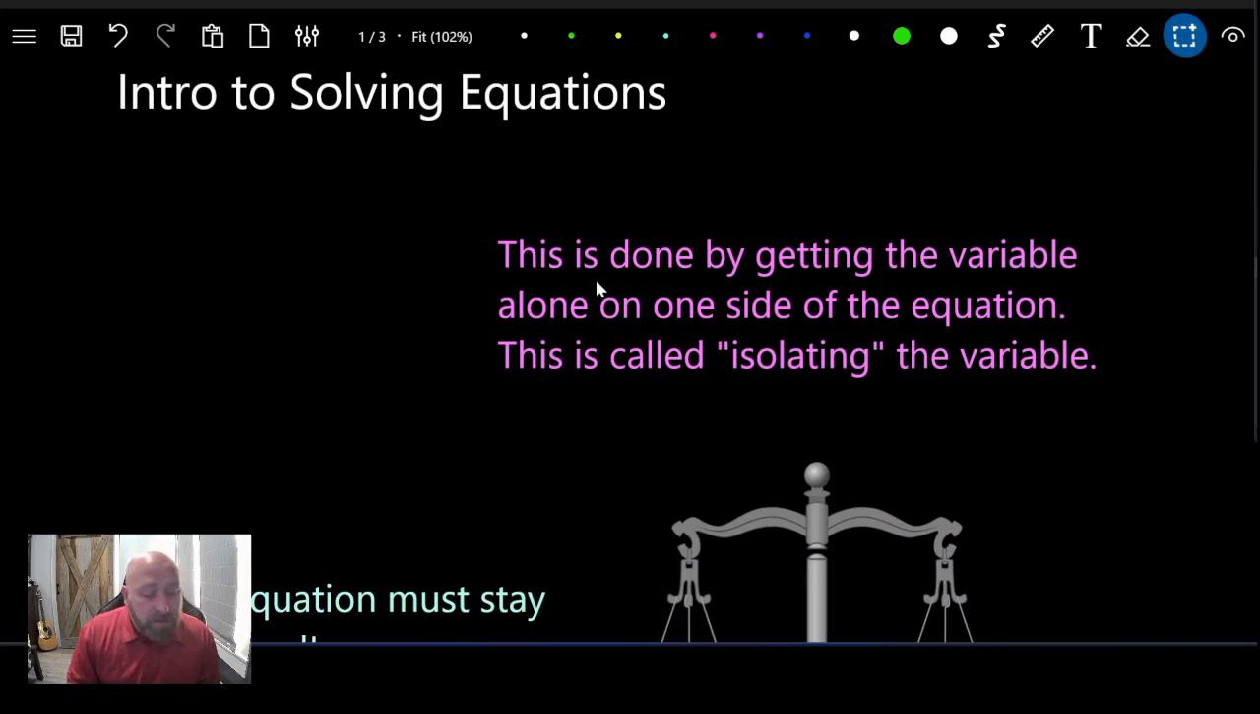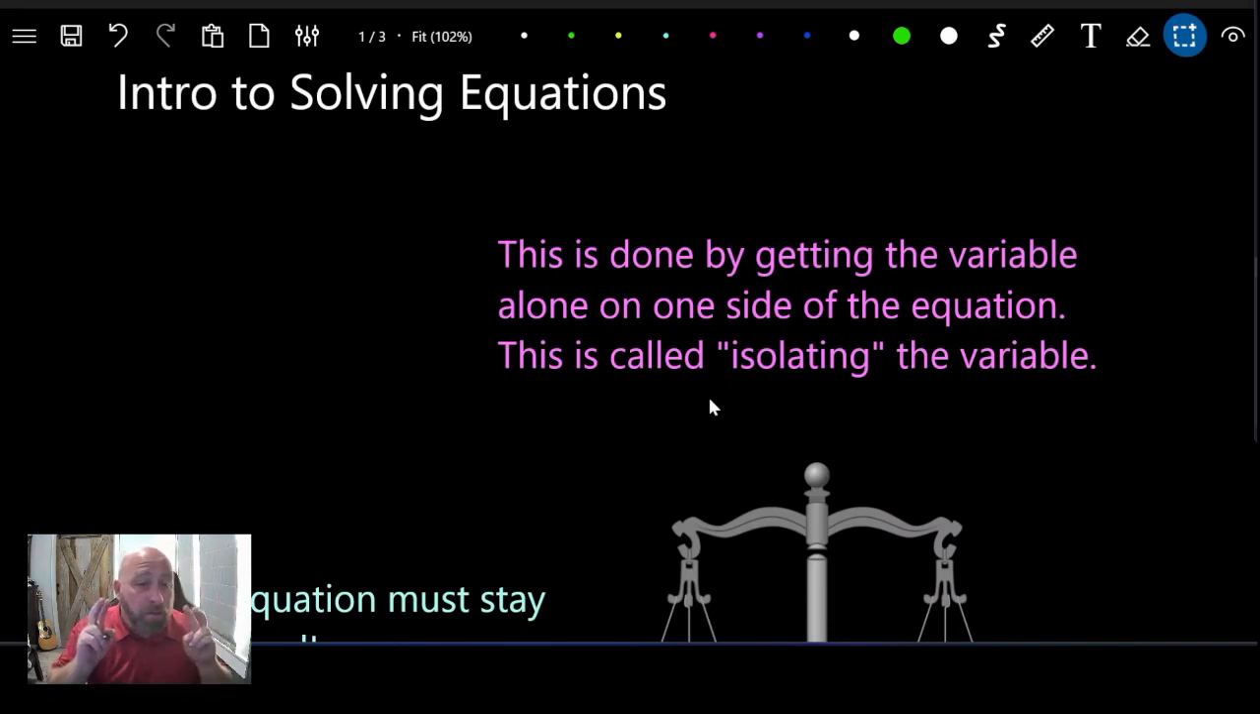Now, the first thing it says here is this is done by getting the variable. What's the variable? The variable is the letter. So getting the letter alone on one side of the equation. This is called isolating the variable. When you isolate something, it means you take it out of kind of like the general population and you put it aside. You say, okay, it has to be over here by itself.